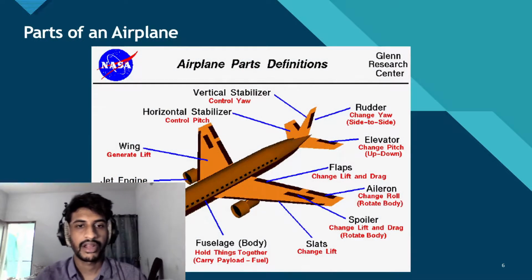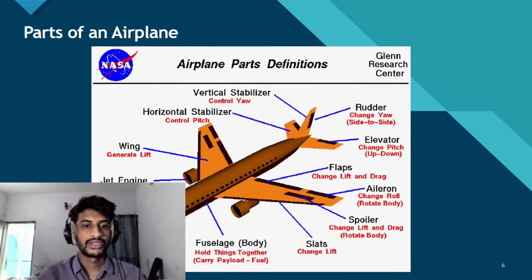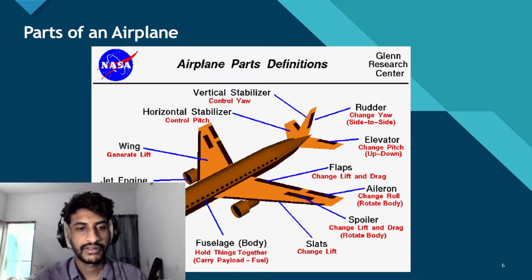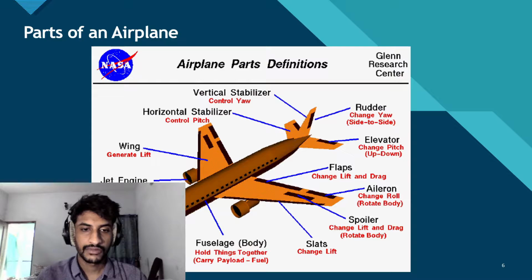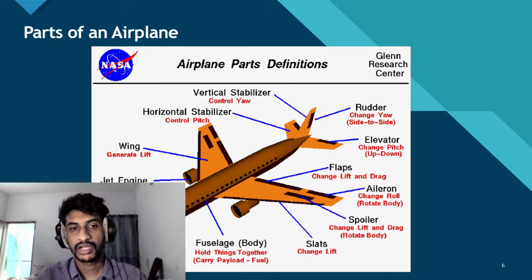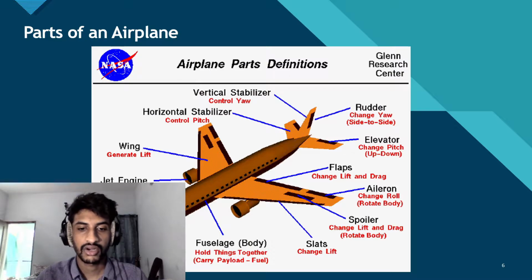So the parts of an airplane. The general parts of an airplane include a fuselage, wings, vertical stabilizer, horizontal stabilizer, engines, and cockpit. The fuselage, or the body, holds the entire payload together. It carries the passengers, the fuel, everything is situated inside it.